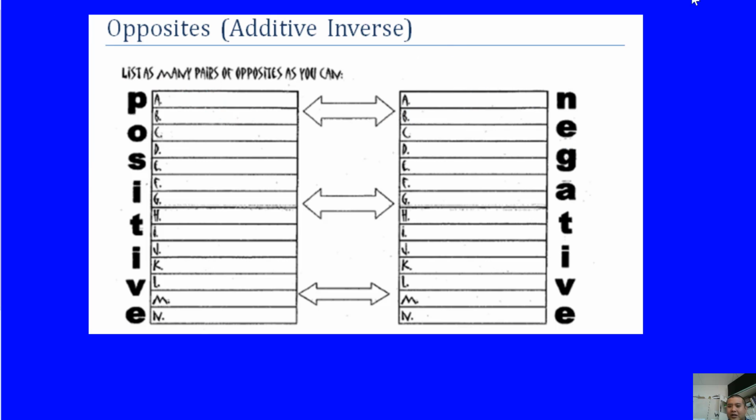In life there are many things that are opposites. For example, left and right, up and down, offense, defense, morning, night, sunrise, sunset, and many others, black, white, many other things that are opposites of one another. Additive inverses are opposite. The word inverse means opposite.